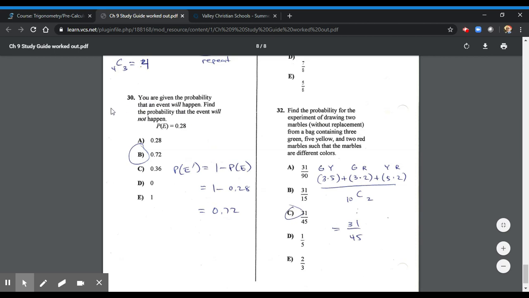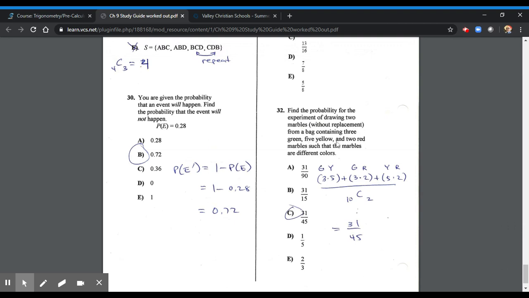You are given the probability that an event will happen. Find the probability that the event will not happen. Well, if it will happen is given at 28% or 0.28, it's simply 1 minus that. So 1 minus 0.28 would be 0.72 is the probability that it will not happen.